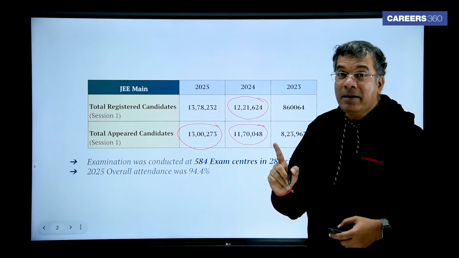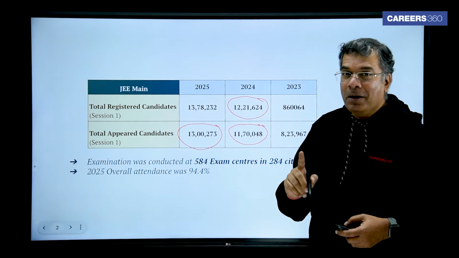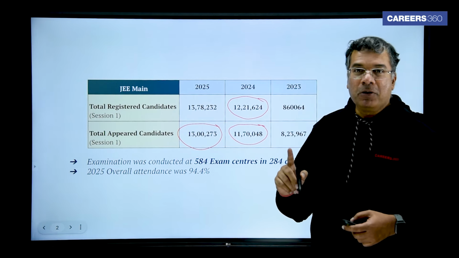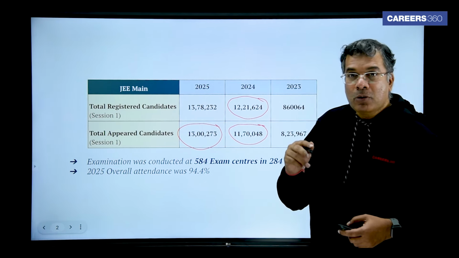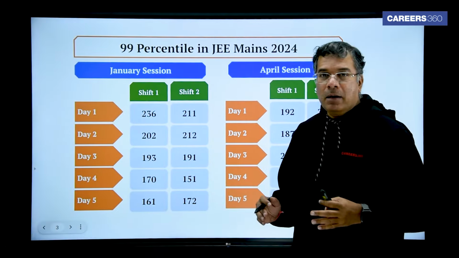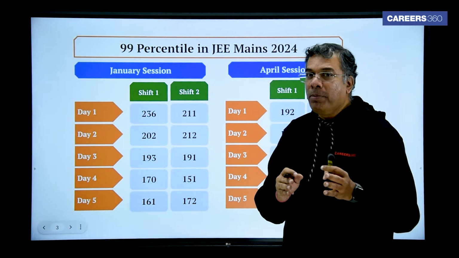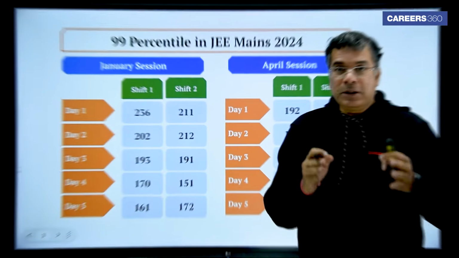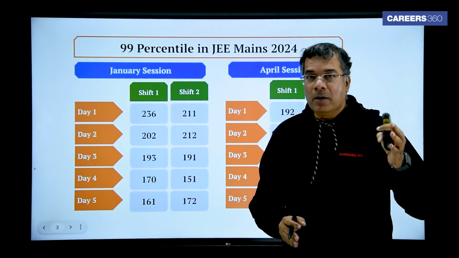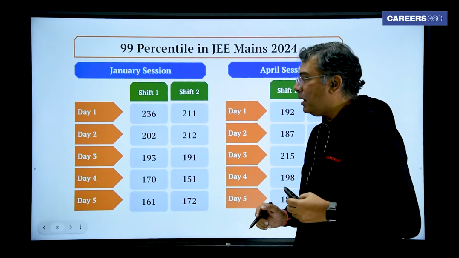And remember, your percentile depends not just on your performance, but on how many students actually appeared for the test and how many students actually got a particular score. So let me explain through data how the score versus percentile changes as you move between the Jan and April sessions, and within the Jan session, how the scores work and how the percentile also changed dramatically.